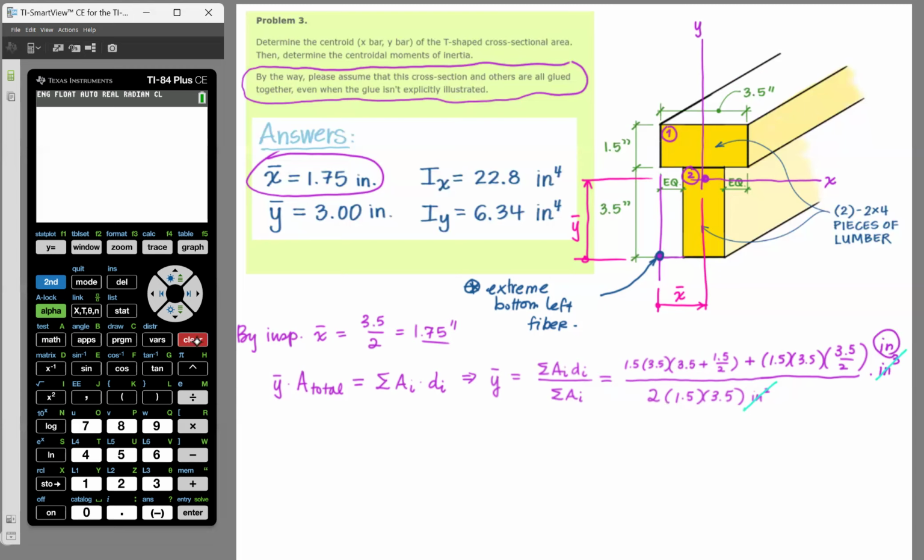Okay, calculator time. I tend to work these almost like backwards. So here's my procedure. I do 3.5 divided by 2 times 3.5 times 1.5 equals, plus 1.5 times 3.5 times open parentheses 3.5 plus 0.75. Okay, let me look at that real quick, make sure I've got everything good. Okay, that looks good. And then divide by 2, divide by 1.5, divide by 3.5.